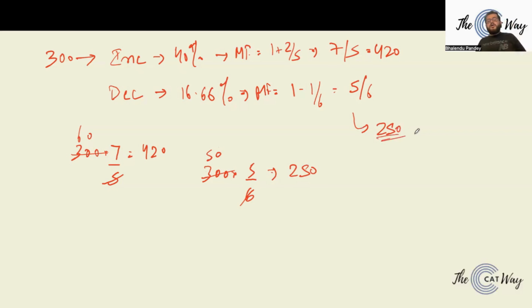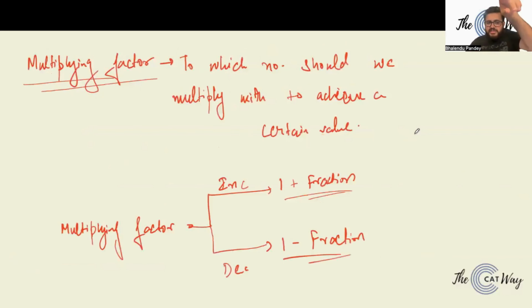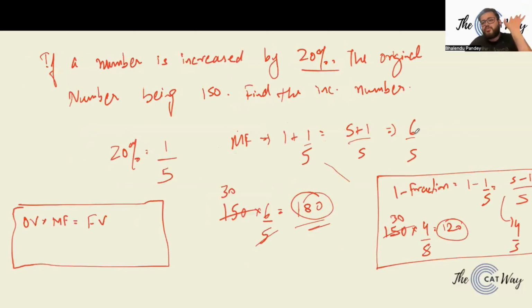Right? So this is how your increment and decrement works. Right? And with respect to multiplying factor. तो दो चीजें याद रखनी है मल्टीप्लाइंग फैक्टर. इंक्रीज के केस में 1 प्लस फ्रैक्शन, डिक्रीज के केस में 1 माइनस फ्रैक्शन. ओरिजिनल वैल्यू मल्टीप्लाइड बाय मल्टीप्लाइंग फैक्टर गिव्स मी द फाइनल वैल्यू. दैट इज समथिंग दैट यू हैव टू रिमेंबर.